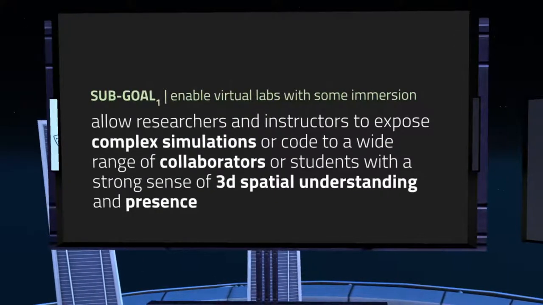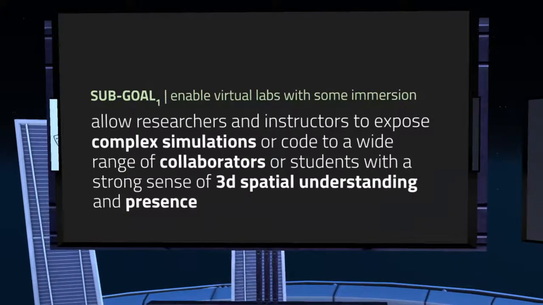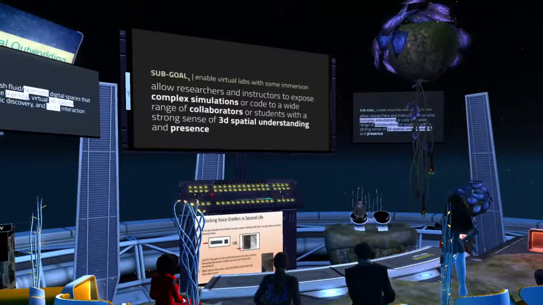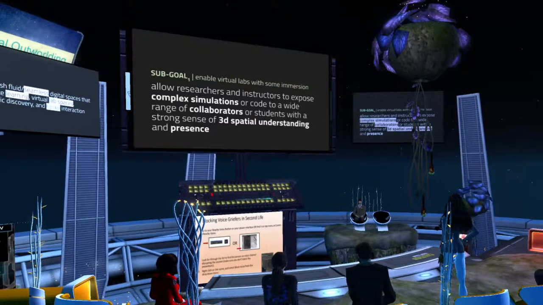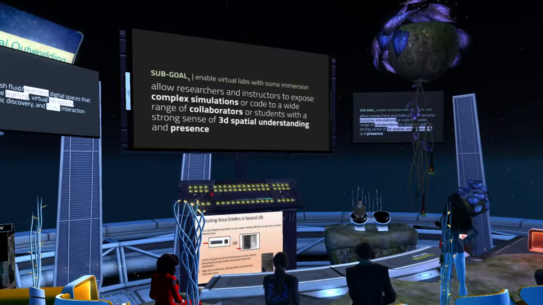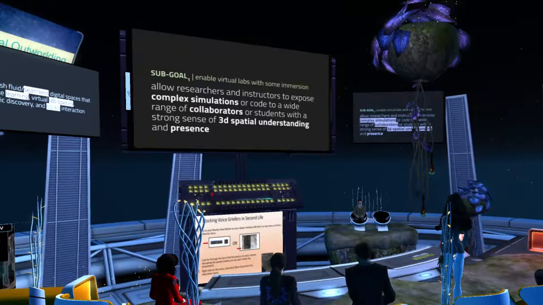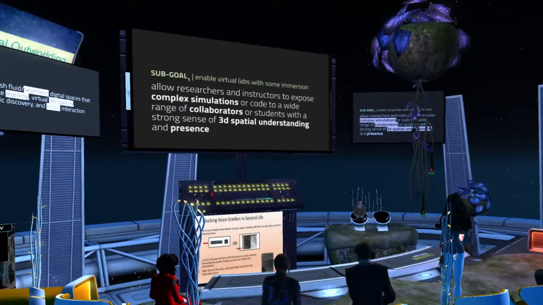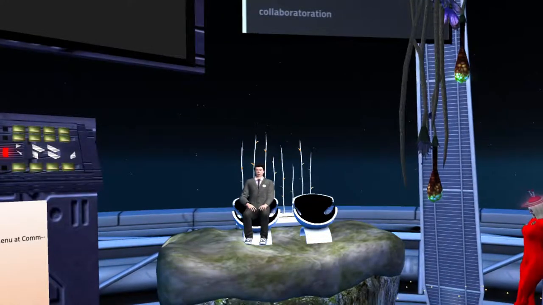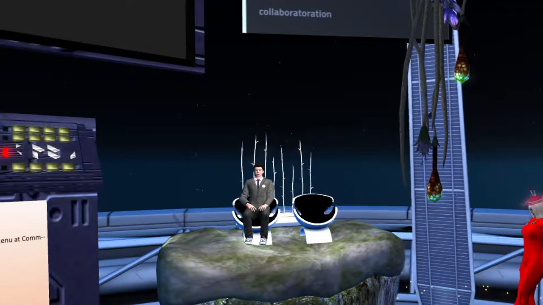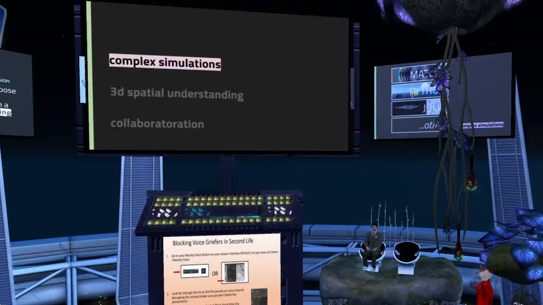But more interestingly, when we come to Caltech, we're usually talking about complex simulations, complex physical phenomena. And usually we write code or we study the math to understand how it works. And the collaborators, our students and our TAs, and the complexity of the 3D is what we're trying to tackle, as well as having this strong sense of presence, which we know virtual worlds and virtual reality are really strong at showing.